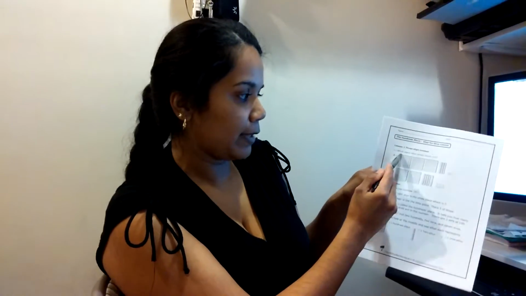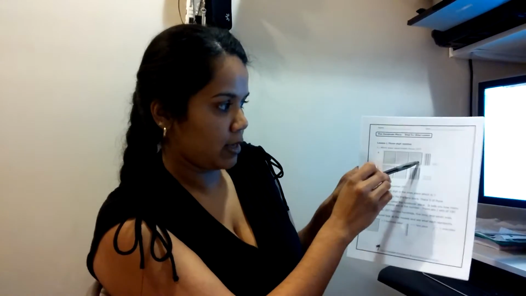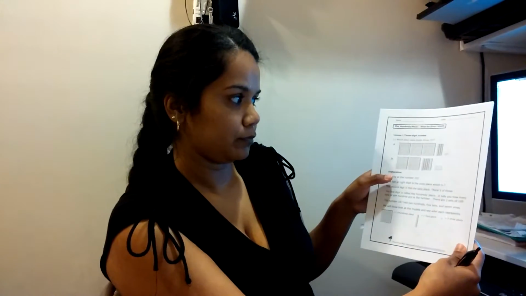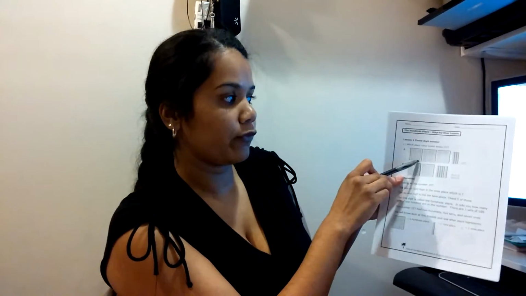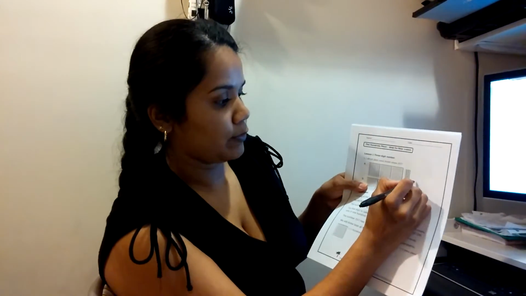Okay. So these big blocks here, you see that there are three big blocks. These represent 100. So each block is 100. So there are 3 here. How many hundreds are there in the number? There are 3 big blocks. And each block represents 100. So how many hundreds? 3. Good. So let's write that down.